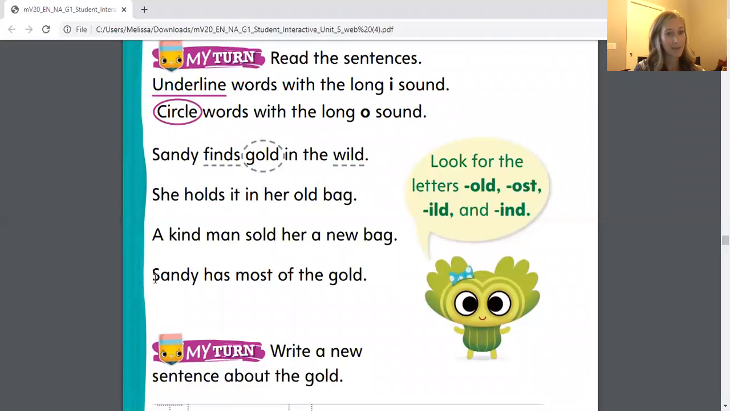All right, our last line. Sandy has most of the gold. I've got two long O words. The word most you need to circle. Most. Gold. Go ahead and make sure you circle most and gold.